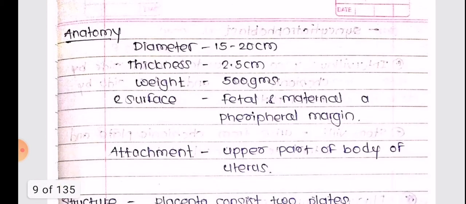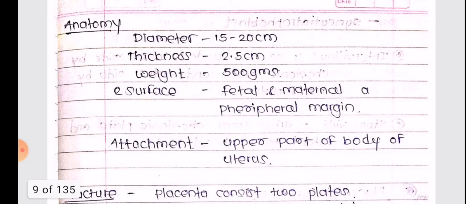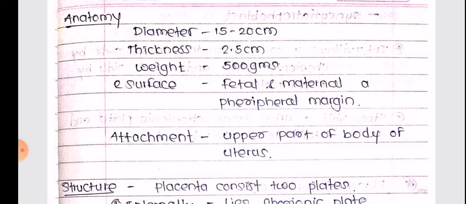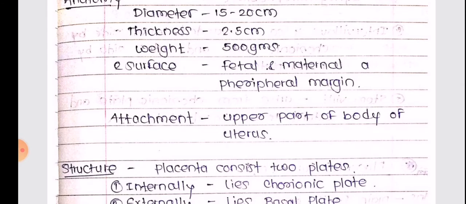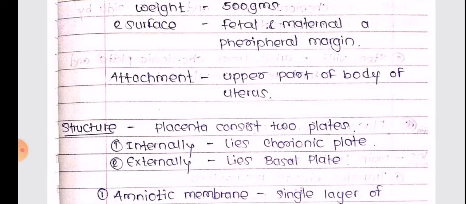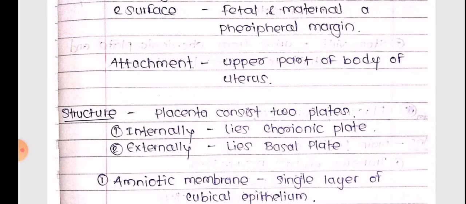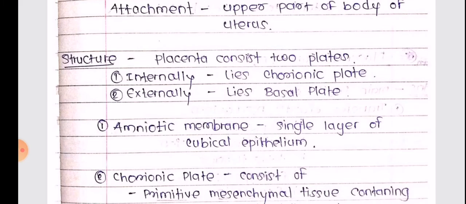Now let us look into the anatomical features of placenta. Diameter is 15 to 20 centimeter, the thickness is 2.5 centimeter, and weight is approximately 500 grams. Two surfaces to be kept in mind, the fetal and the maternal, and a peripheral margin. Attachment: upper part of the body of uterus. So as you all know, after fertilization there is development of the placenta, and it is usually attached to the upper part of the body of the uterus.